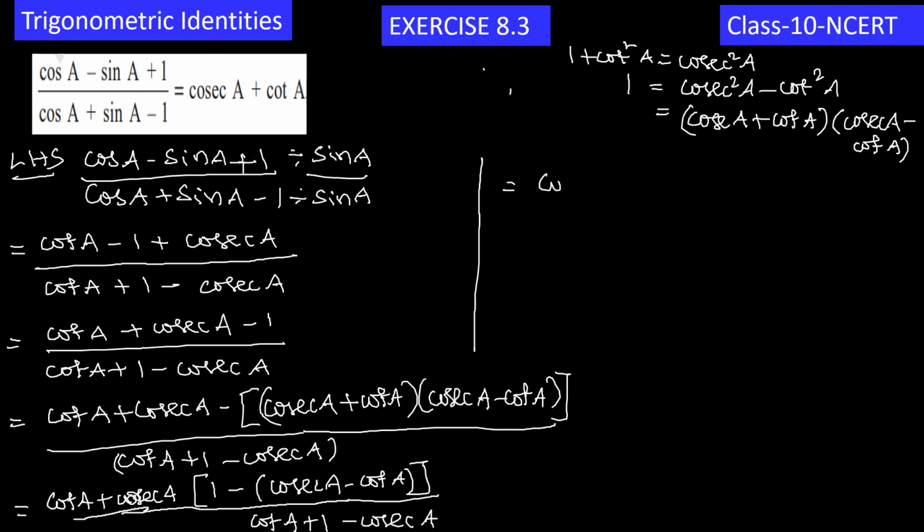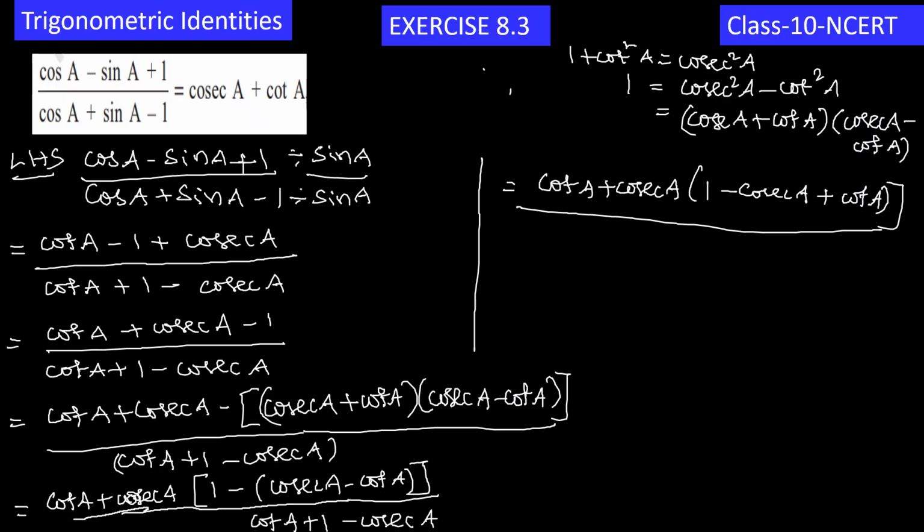Here cot A plus cosecant A into 1 minus, multiplying these two terms by a negative sign, we get minus cosecant A plus cot A, divided by, here also we rearrange the terms, 1 minus cosecant A plus cot A.